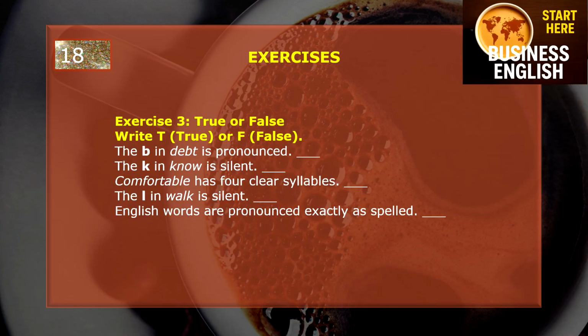So here we go with the next exercise. It's exercise number 3. True or false? Write T or F. Write T when it's true or F when it's false. The B in debt is pronounced. The K in no is silent. Comfortable has 4 clear syllables. The L in walk is silent. English words are pronounced exactly as spelled.